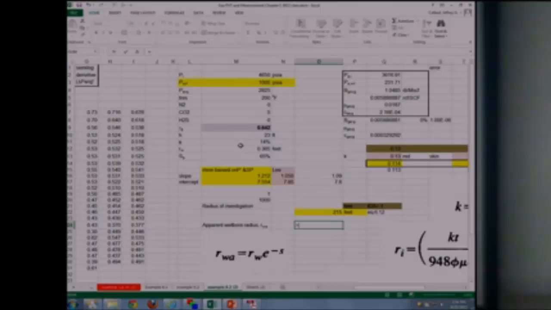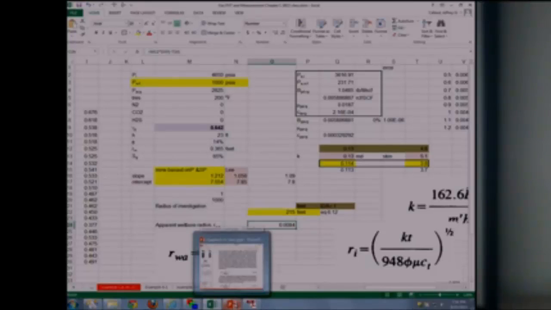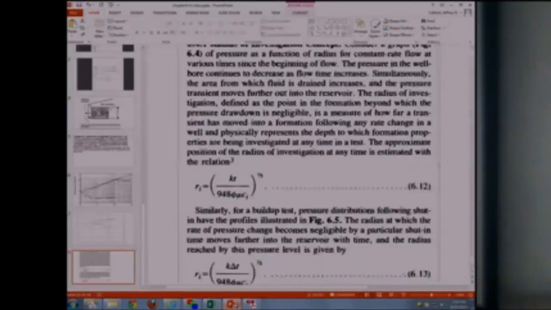Equals wellbore radius 0.365 feet times exp to the minus skin. I'm going to use my skin, 3.8. Remember, they had a larger skin, so I shrunk my wellbore considerably. And I'll jump ahead. I don't think I put it in the PowerPoint anywhere yet.